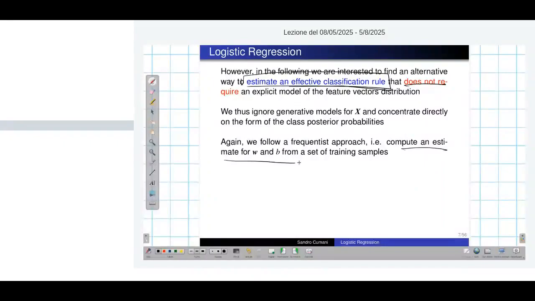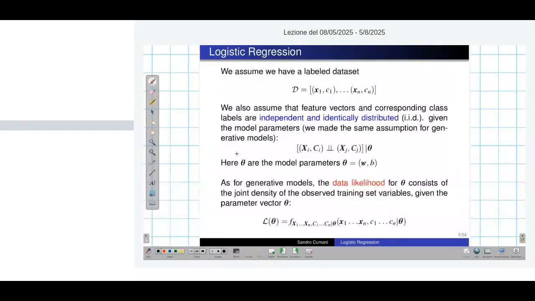Again, we follow a frequentist approach, which means that we will look for a set of W and B. We will assume that there are optimal W and B, and what we get is an estimate for these W and B obtained from a training set.